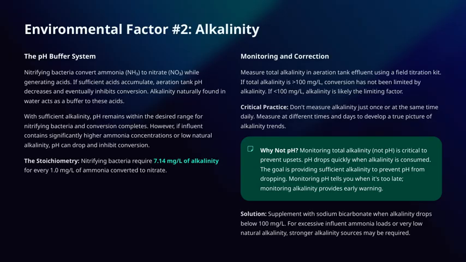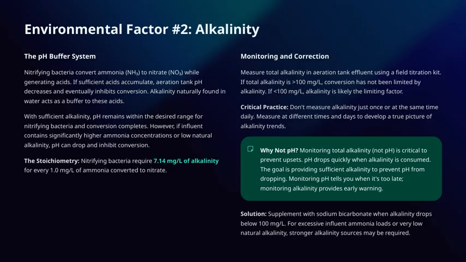When alkalinity levels are sufficient, the pH stays within the optimal range for nitrifying bacteria, allowing the conversion process to complete smoothly. But if the influent has a high ammonia concentration, or if natural alkalinity is low, the pH can drop too much, and this inhibits the conversion altogether. It's important to understand the stoichiometry here. Nitrifying bacteria need about 7.14 milligrams per liter of alkalinity for every 1 milligram per liter of ammonia they convert.